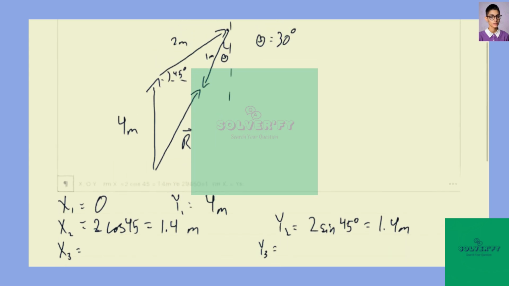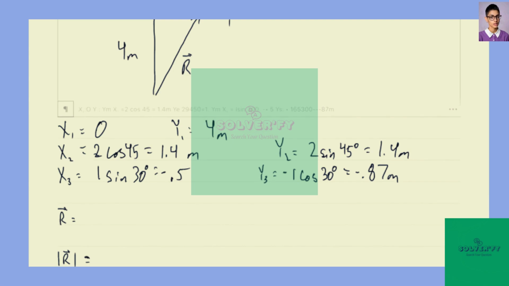So the x direction would use 1 times the sine of 30 degrees, which is equal to 0.5. Well, it's actually negative 0.5 because it's moving west. And then the y direction is 1 times the cosine of 30 degrees, also negative because it's moving south, which equals negative 0.87 meters.